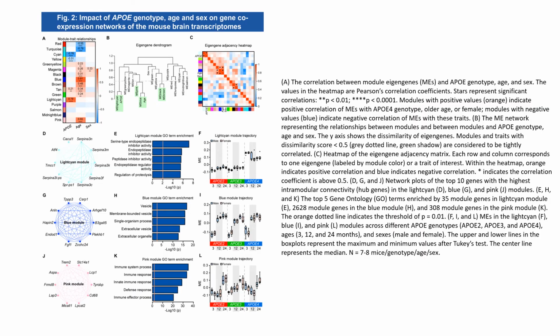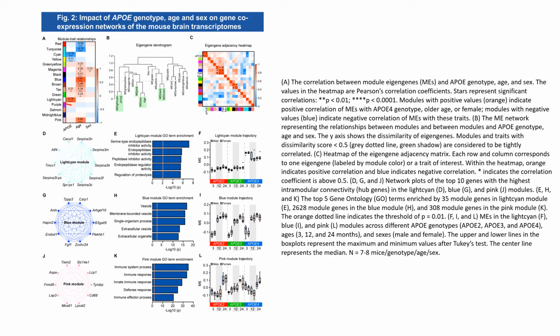This figure here shows the impact of APOE genotype, age, and sex on gene co-expression networks of the mouse brain transcriptomes. Panel A here shows the module trait correlation between modules and our traits of interest. So each row here is a module, which are groups of genes that are highly correlated with each other. And the 3 columns represent APOE, age, and sex.